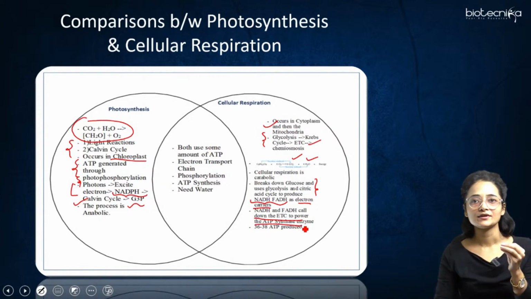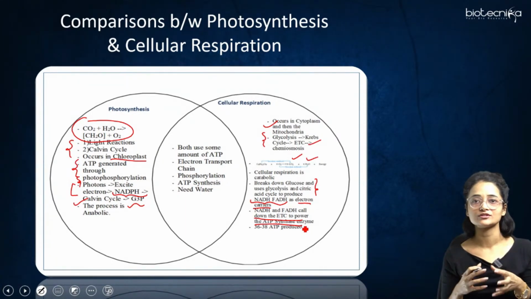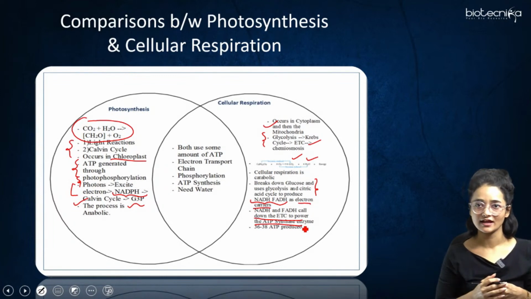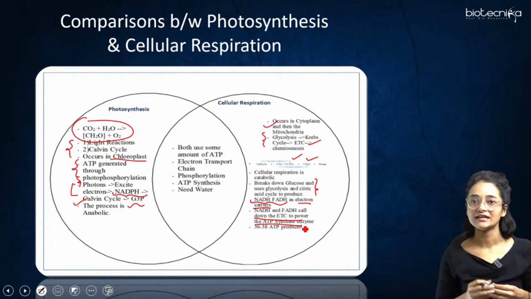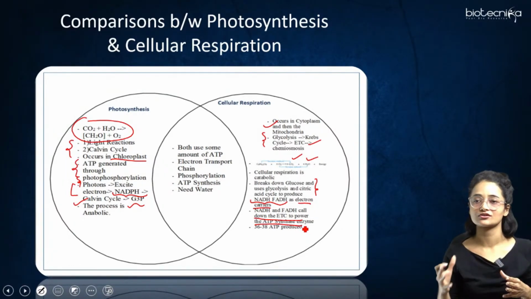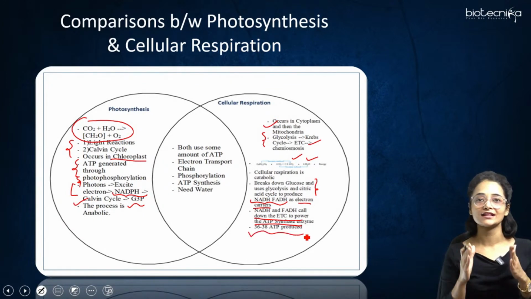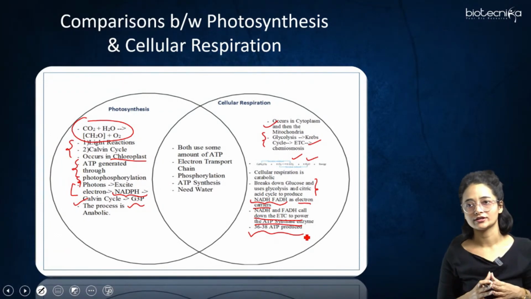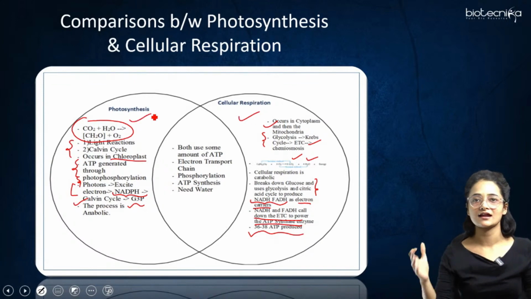Now, these NADH and FADH, which are the molecules which basically provide the electrons, are the electron carriers. These are majorly used for the synthesis of ATP in the ETC reaction, that is, the electron transport chain, right? In cellular respiration, around 36 to 38 ATP are produced from one molecule of glucose or two pyruvate molecules, right? So these are the differences between photosynthesis and cellular respiration.